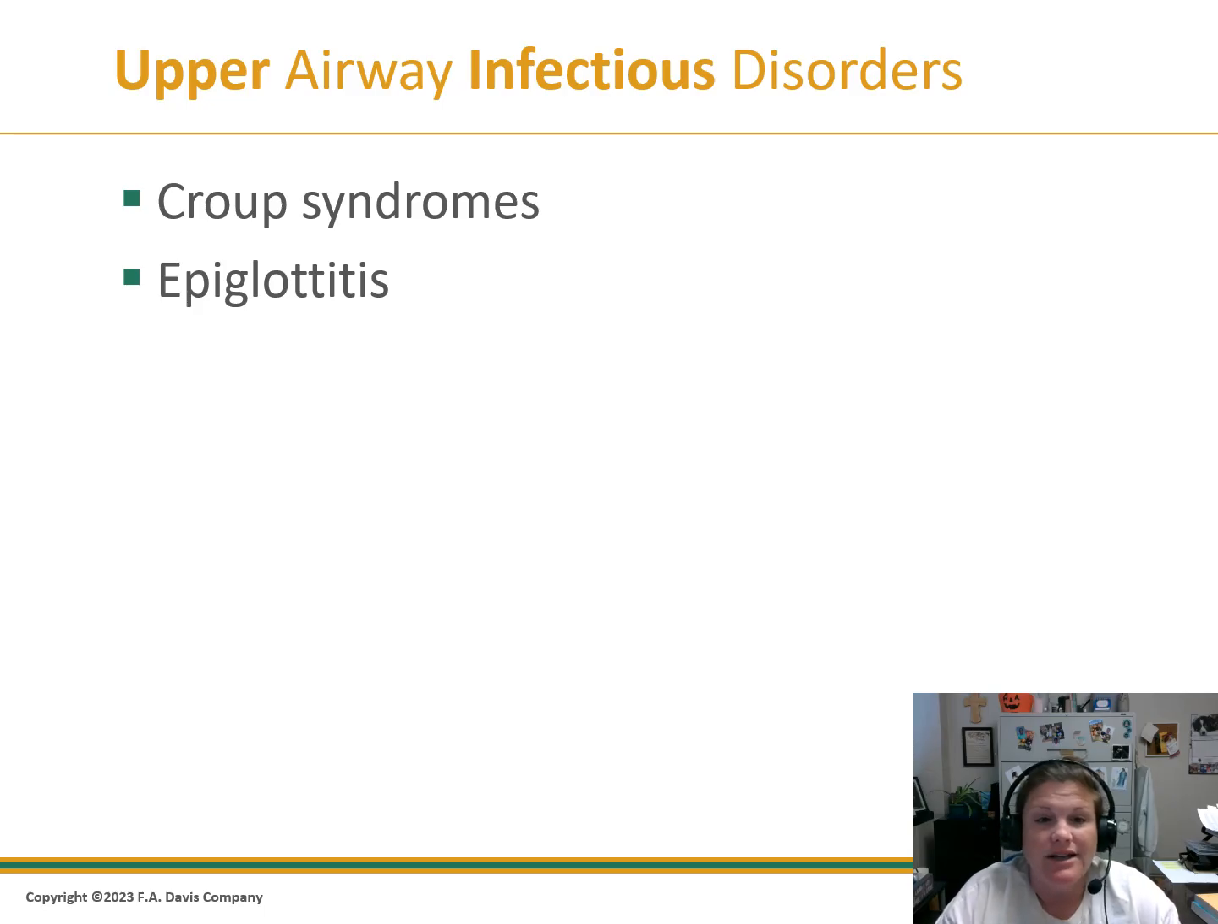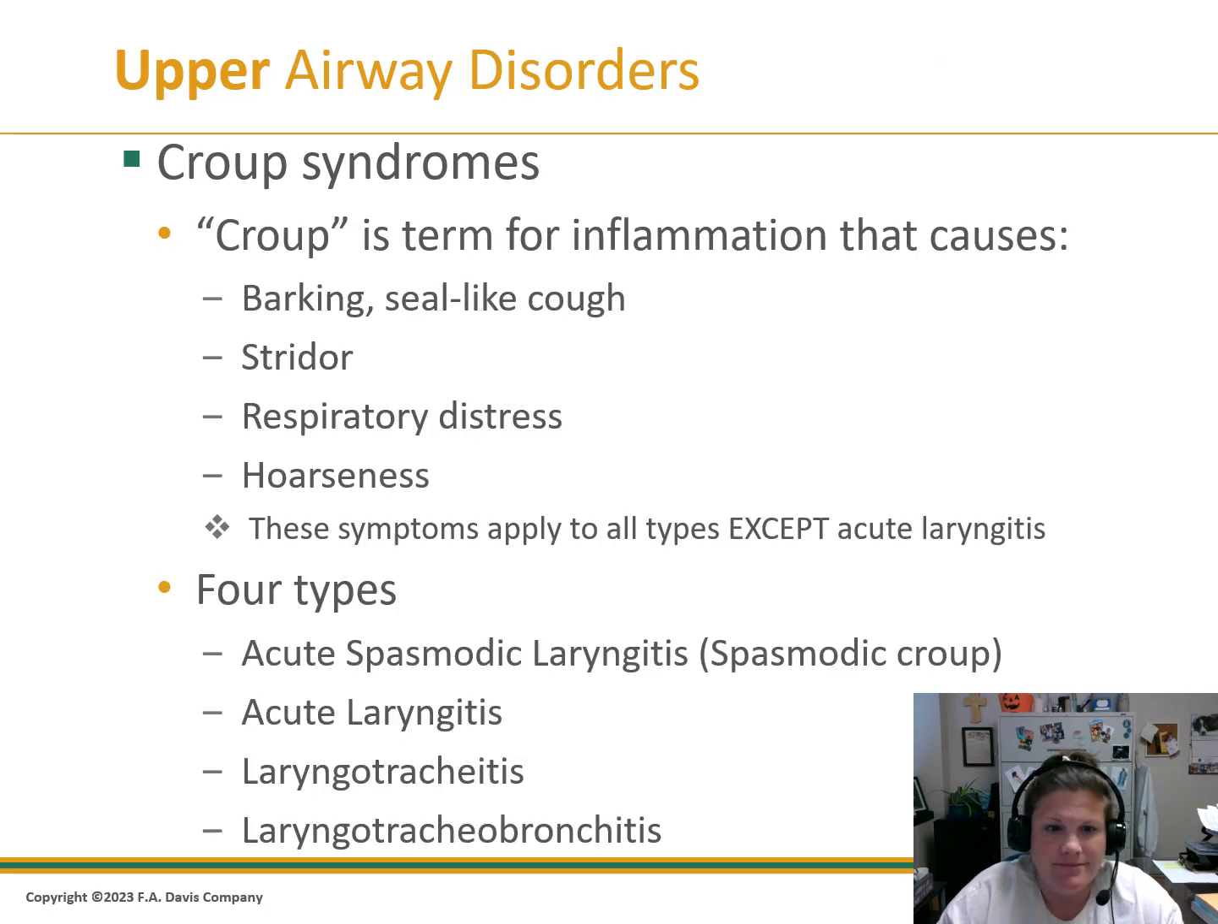Okay, so the last two conditions within the upper airway infectious disorder category are croup and epiglottitis. So starting with croup, croup is a term that basically means inflammation in the airway, upper airway structures that results in the following manifestations. A barking or seal-like cough, seal like, the animal.